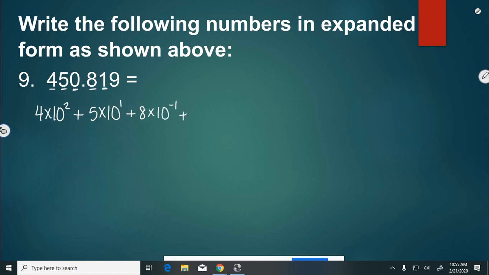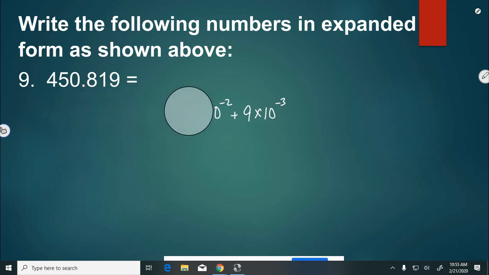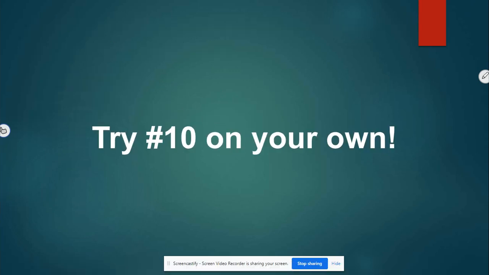Plus the 1 is in the hundredths place. That's 1 times 10 to the negative second. It's 2 places back from the decimal. And plus 9 times 10 to the negative third, because that's in the thousandths place, and it's 3 places back from the decimal. Okay, so hopefully you see that. It's not so hard to figure out. You're going to try number 10 on your own.